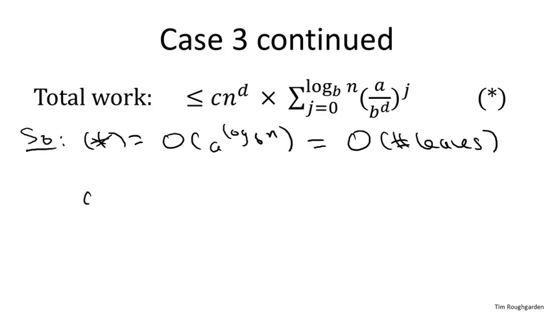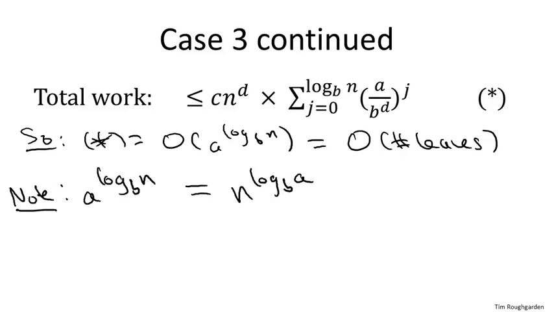Well, there's a very simple explanation, which is simply that, believe it or not, a to the log base b of n and n to the log base b of a are exactly the same thing. This looks like the kind of mistake you'd make in freshman algebra, but actually if you think about it, these are simply the same quantity. If you don't believe me, just take the logarithm base b of both sides, and you'll get the same thing on both sides.